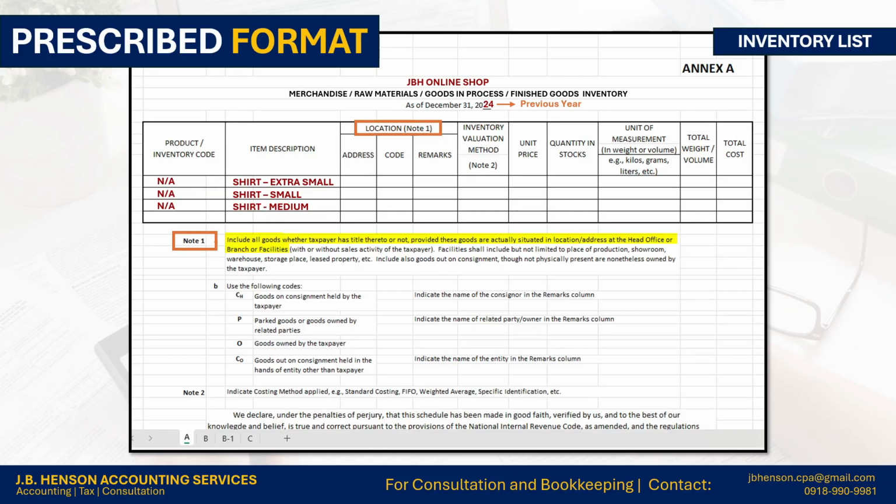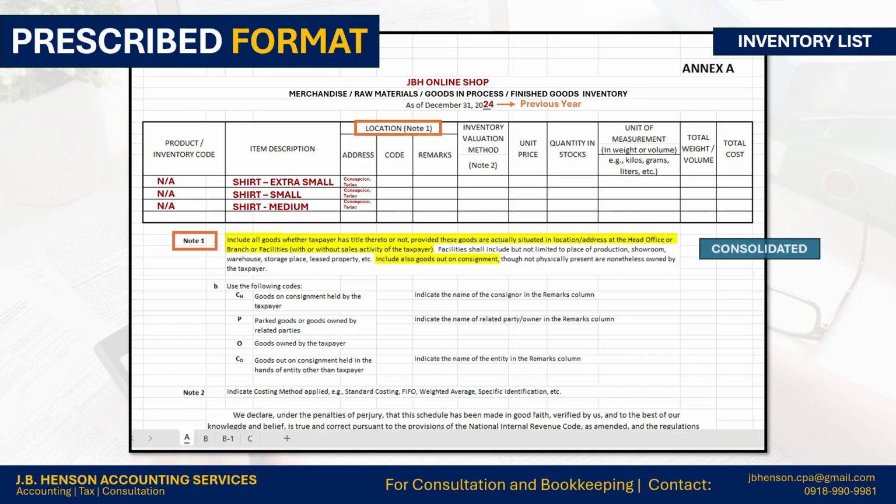So again, mention here, with or without sales activity, basta hindi pa nako-close ang business, we need to submit an inventory list. So if wala kayong goods on hand, inventory on hand, nagsisimula pa lang kayo, you can simply put no inventory and then still comply. Include also goods out on consignment. Ito nga yung may mga stocks tayo na wala sa facilities natin pero nasa ibang stores at pinapabenta natin yung mga yon, then we also need to include them.